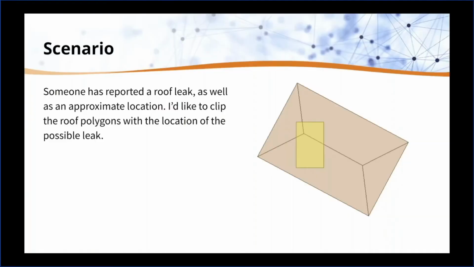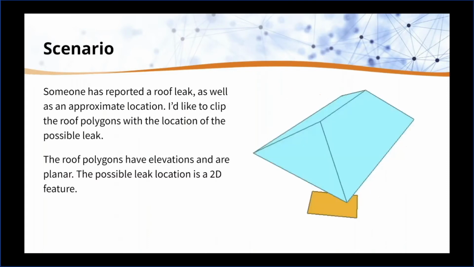In the first one, I have this scenario. I have some roof polygons, and someone has reported a possible roof leak as well as an approximate location. I'd like to clip my roof polygons with the location of the possible leak. The roof polygons have elevations and are planar, and the possible leak location is a 2D feature, so I can't compare the elevations between these two data sets.